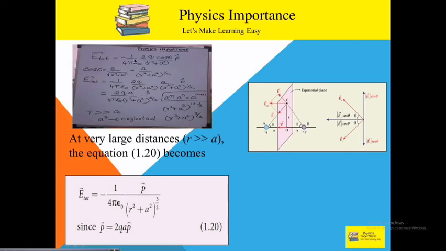Now the same thing, it is given 2q cos theta by p cap. Here we are substituting and we have to neglect this A square, because at a very large distance R is very much greater than A. Now here we have to substitute one condition, that is 2qa means P, that is the dipole moment. Dipole moment formula, that is 2qa. So in the place of 2qa we are substituting P vector. P into P cap means P vector. So here P vector is equal to 2qa into P cap.